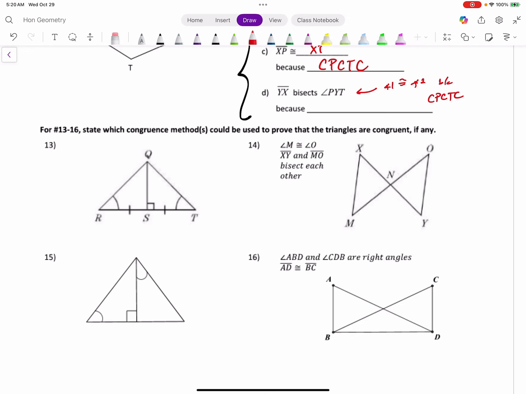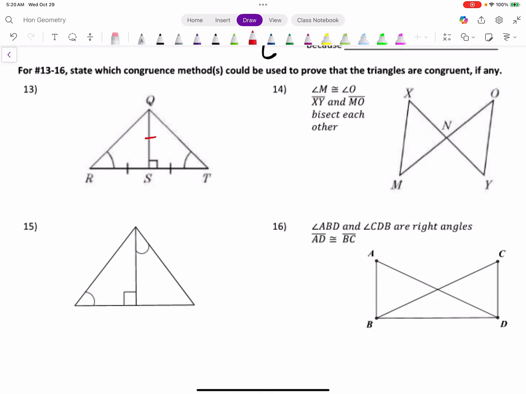Stop the video, try these 4, come back and check. I'm going to keep going, checking your work.